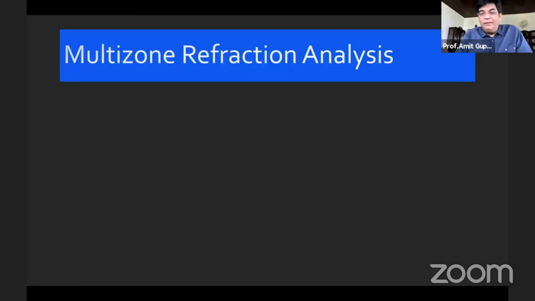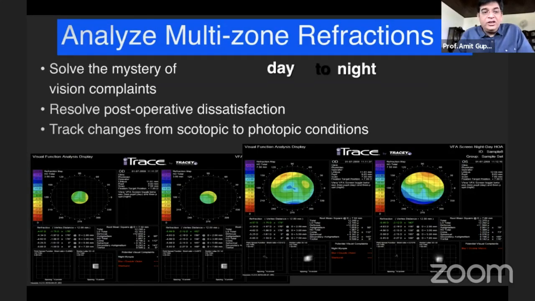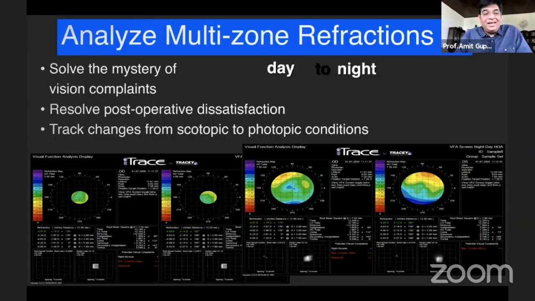So how does it help us, knowing the refraction of various zones? It helps us solve the mystery of day to night vision complaints and resolve patients who have post-operative visual dissatisfaction, and it tracks the changes from scotopic to photopic conditions.